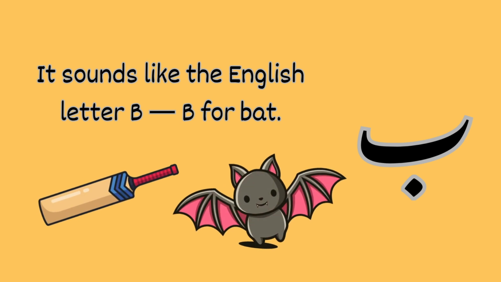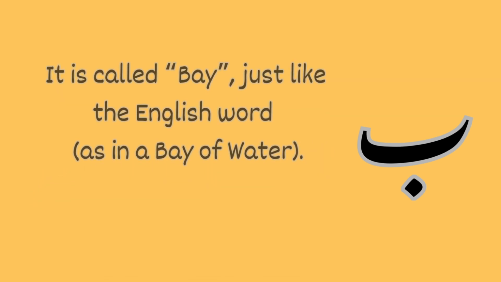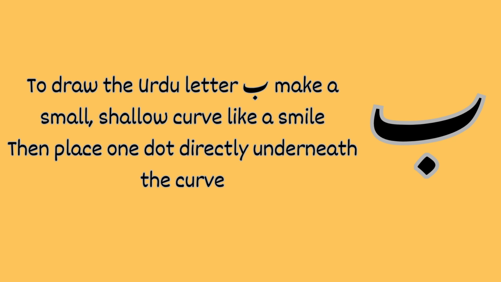This is Bay, the second letter of the Urdu alphabet. It sounds like the English letter B, like B for bat. It is called bay just like the English word bay, as in a bay of water. To draw the Urdu letter bay, make a small shallow curve like a smile, then place one dot directly underneath the curve.